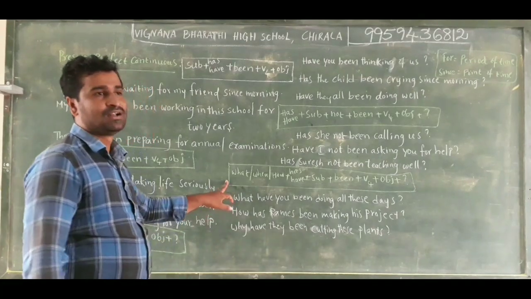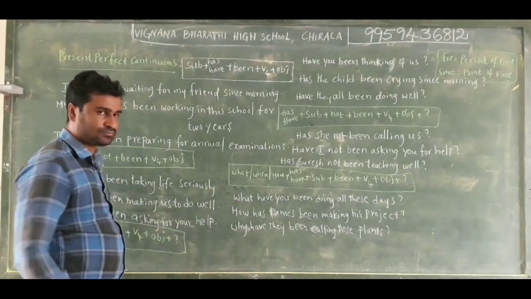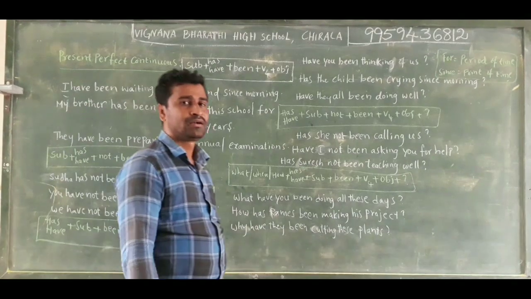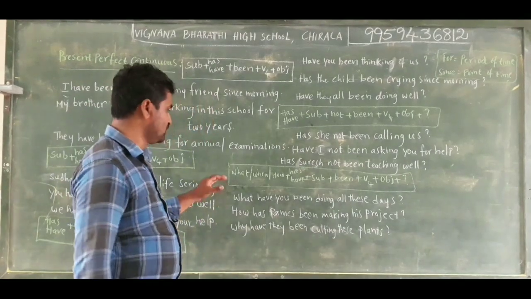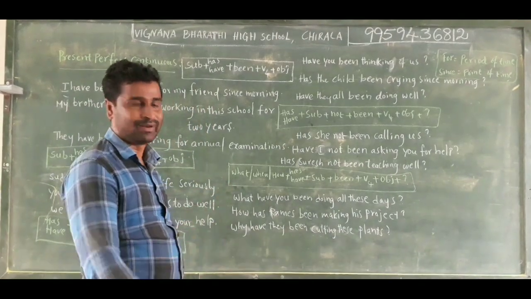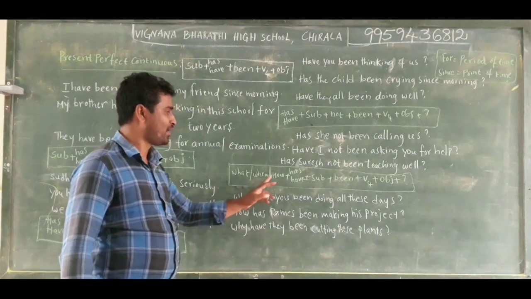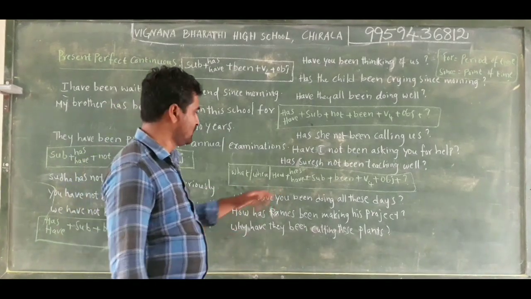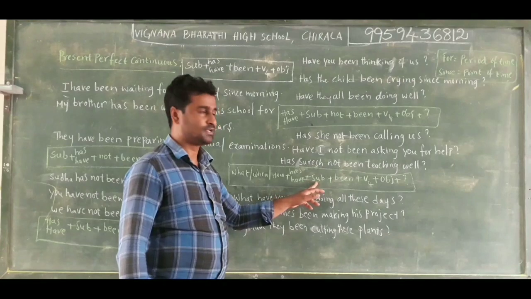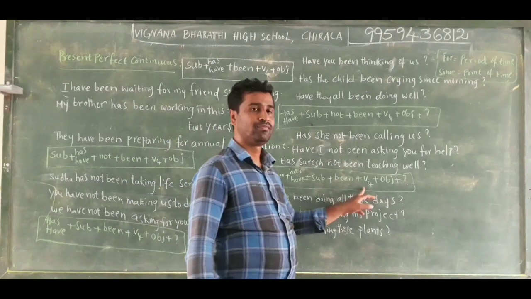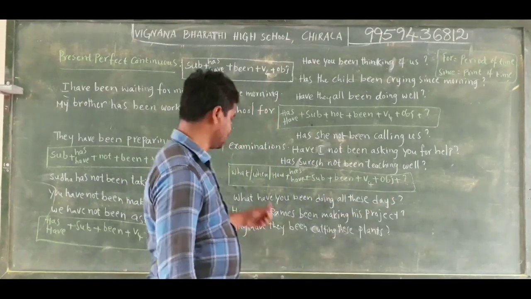Now let us see double H questions. How to prepare double H questions. To prepare double H questions, we start with the double H word: what, when, how, why, etc. Then has or have, subject, been, verb 4 and object.